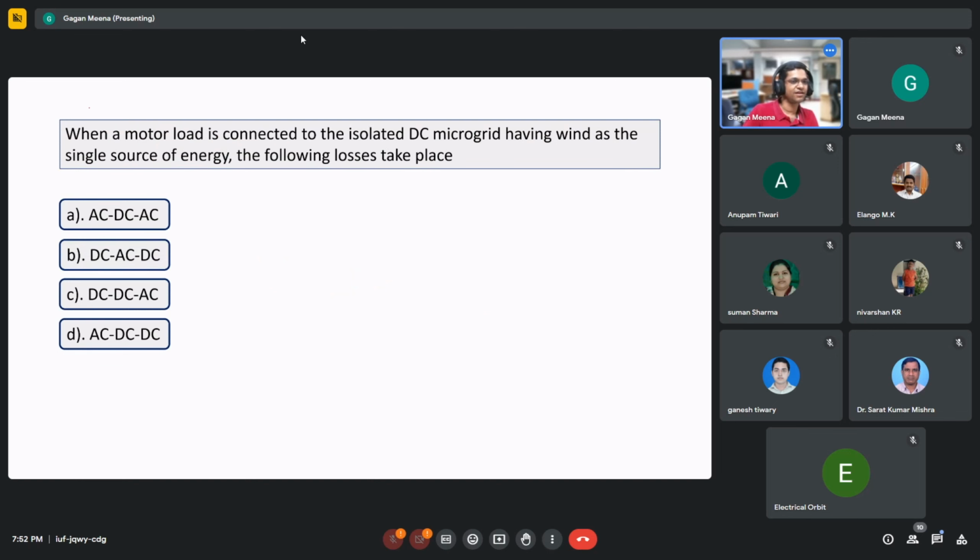This is the next question. When a motor load is connected to an isolated DC microgrid having wind as the single source of energy, which of the following losses take place? So here a motor load is there. Option A. The motor load requires AC, then it is connected to a DC microgrid, and the source of energy is wind. Wind is also AC, PMSG. So AC, DC, AC.